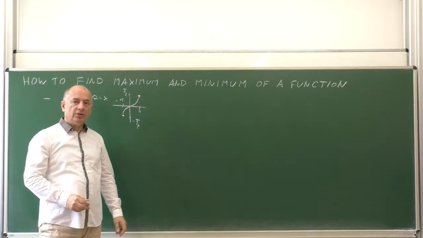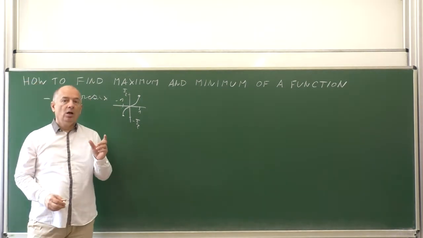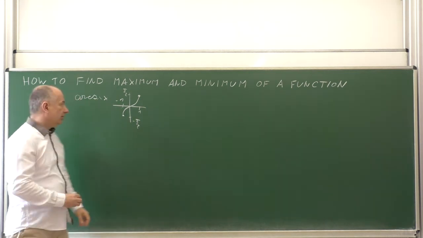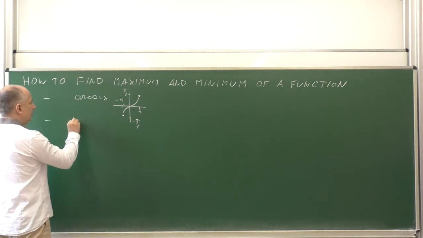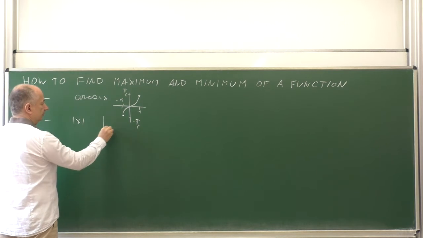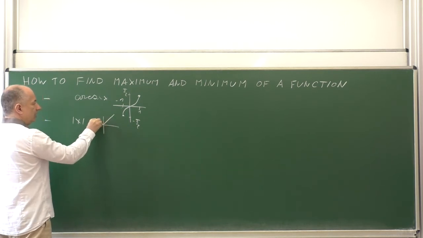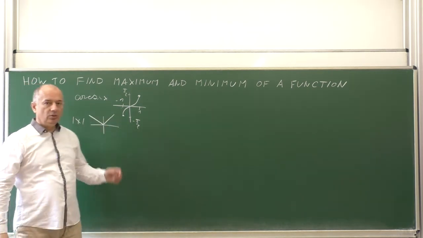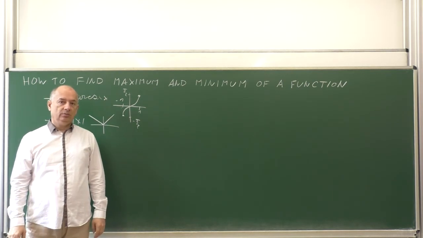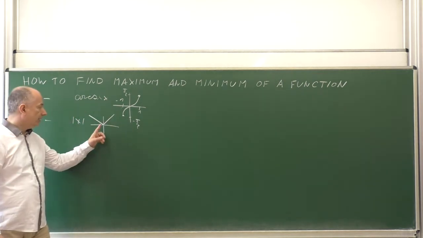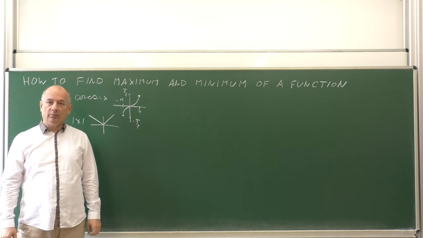Another type of extremum may be in a point where the derivative does not exist. An example might be absolute value of x. The function absolute value of x has no derivative at 0, and it happens that at this point we have a minimum.